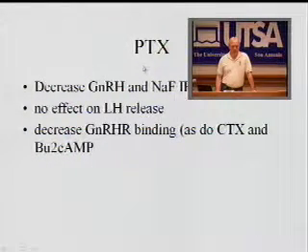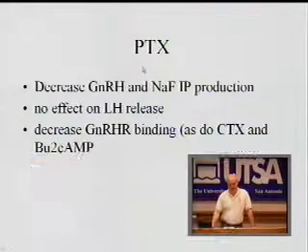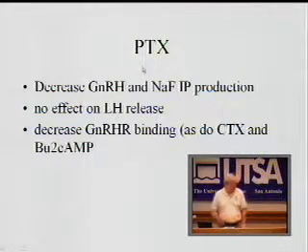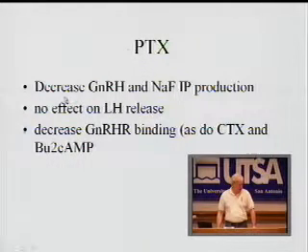Well then, what about the Pertussis toxin? Is there any role for the G sub PLC? The Pertussis toxin, when combined with the GnRH and the sodium fluoride, brought about a decrease in the IP production. Alone, there was no effect on the LH release, and the Pertussis toxin decreased the gonadotropin releasing hormone receptor binding, as of course do the other two. So it did produce the downregulation.